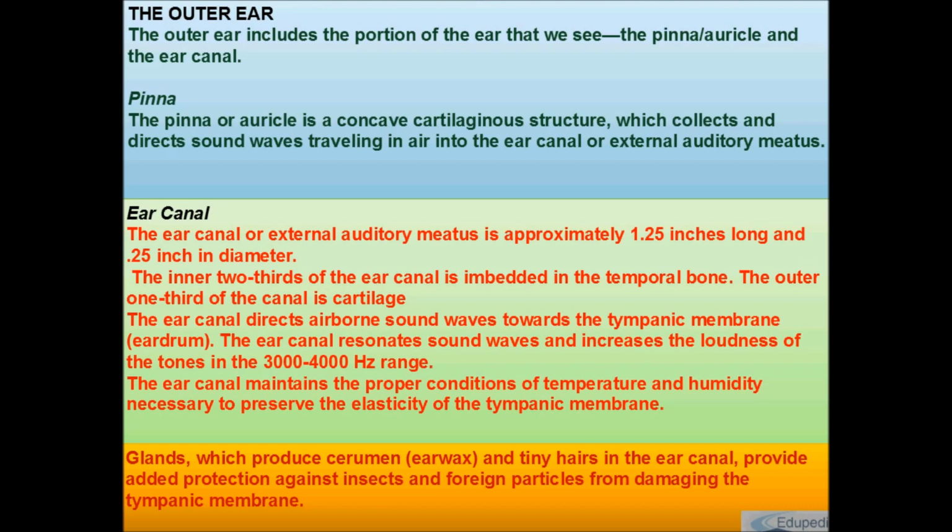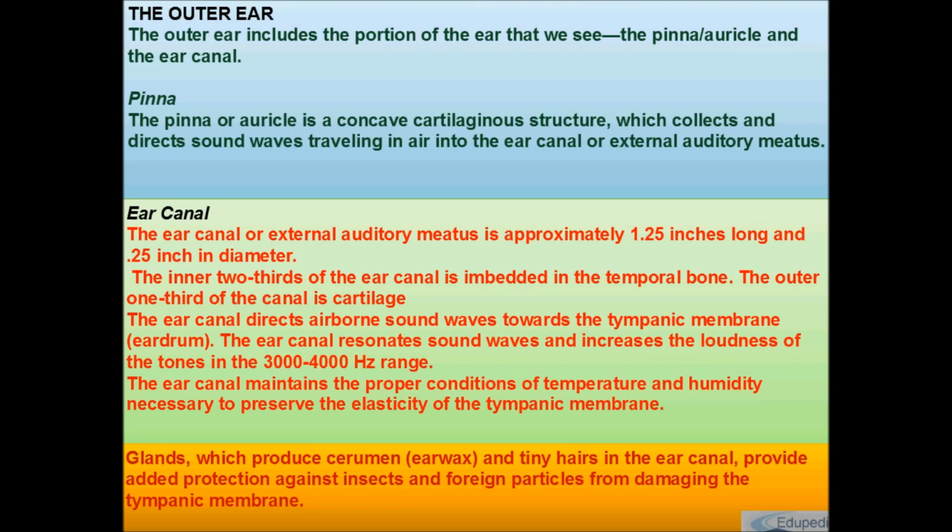Okay, so what's the length of the ear canal? It is around 1.25 inches long and 0.25 inch in diameter. That means it is that thick, 0.25 inch. The inner 2/3 of the ear canal is embedded into the temporal bone, and the outer 1/3 of the canal is cartilaginous.